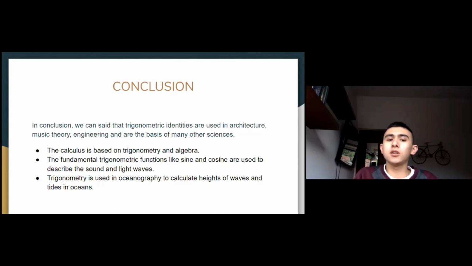The fundamental trigonometric functions like sine and cosine are used to describe sound and light waves. These are topics that are studied in physics. Trigonometry is used in oceanography to calculate heights of waves and tides in oceans.